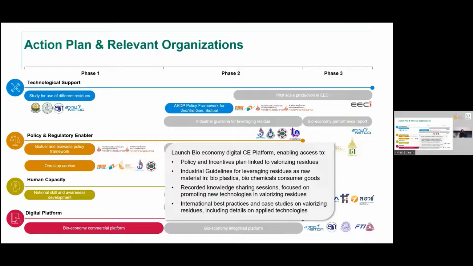And lastly, the Thailand Digital Circular Economy platform will be a one-stop platform that enables policies and incentives to be linked to valorizing residues and sustainable crop production, having industrial guidelines in place for leveraging residues in different industries like biochemicals and bioplastics, having recorded knowledge-based sessions, technical sessions, and capability building sessions in place for new investors, small players, and private sectors, and creating a repository for international best practices and global case studies for understanding how bioresidues have been used in different industrial segments.